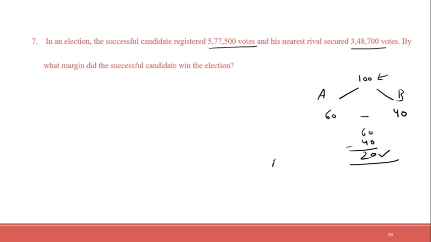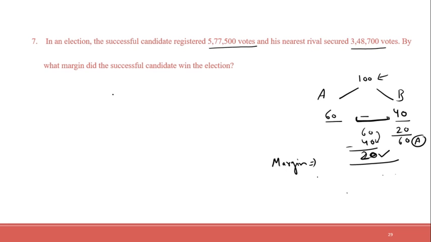This is called margin. Margin is nothing but the number of votes that A gets more than B. If A gets 60 and B gets 40, and we subtract these two, 60 minus 40, we get 20. That means A got 20 more votes than B. If we add 20 to B's votes, we get 60, the votes of A. So margin is the difference between the votes got by the winning and the losing member. Okay.